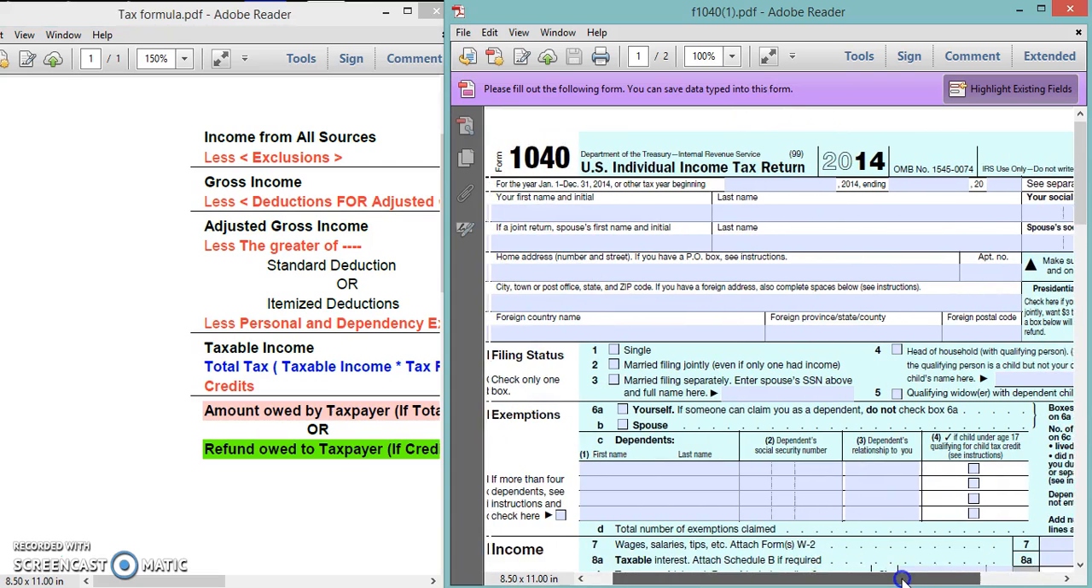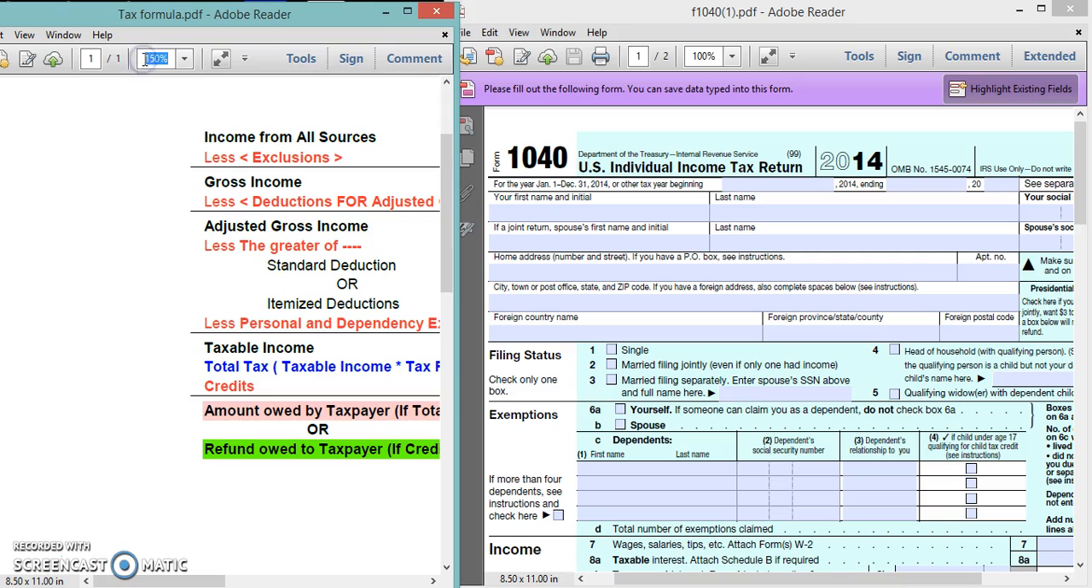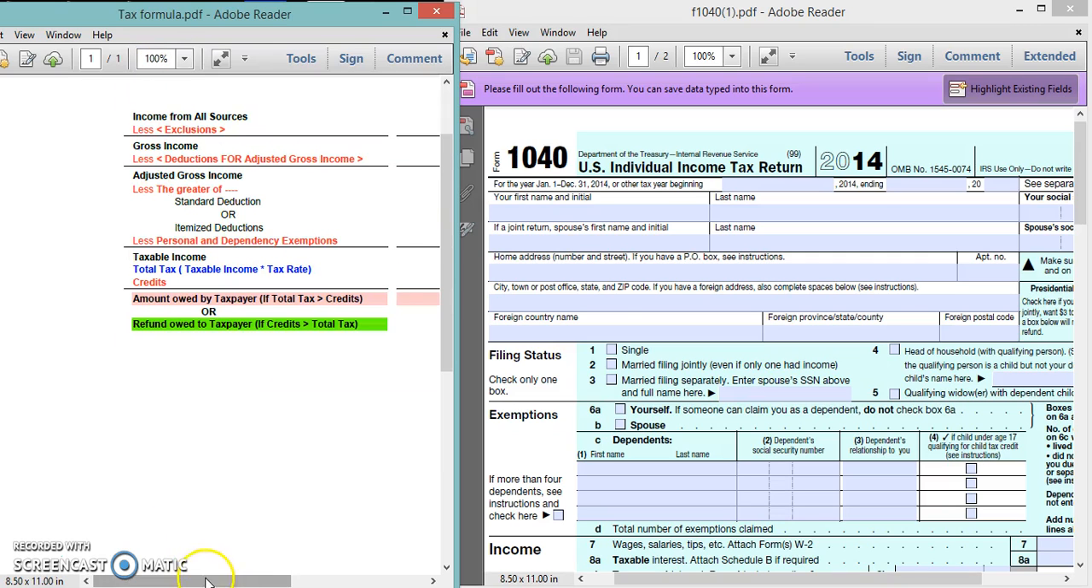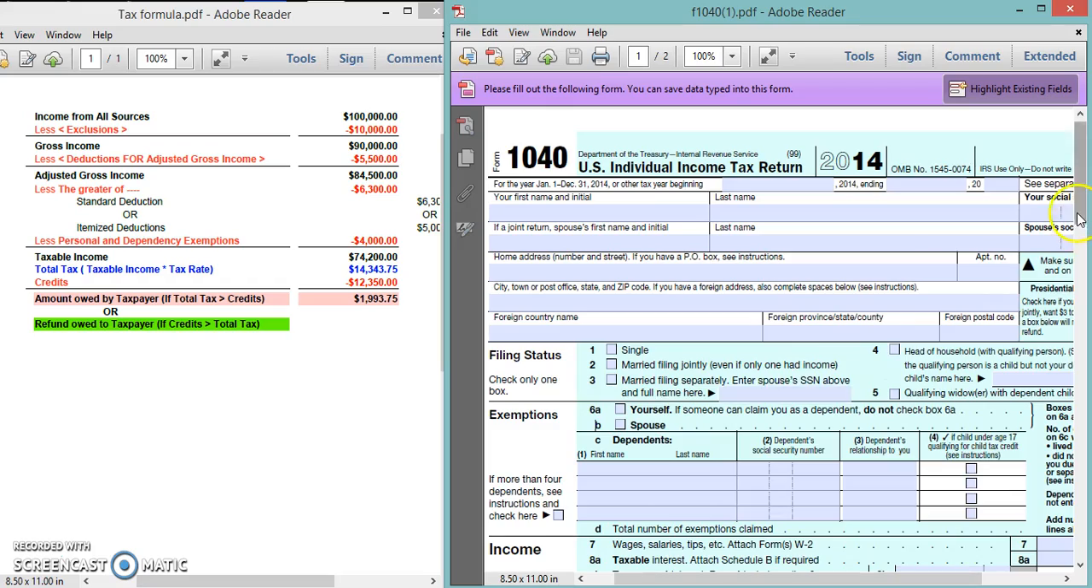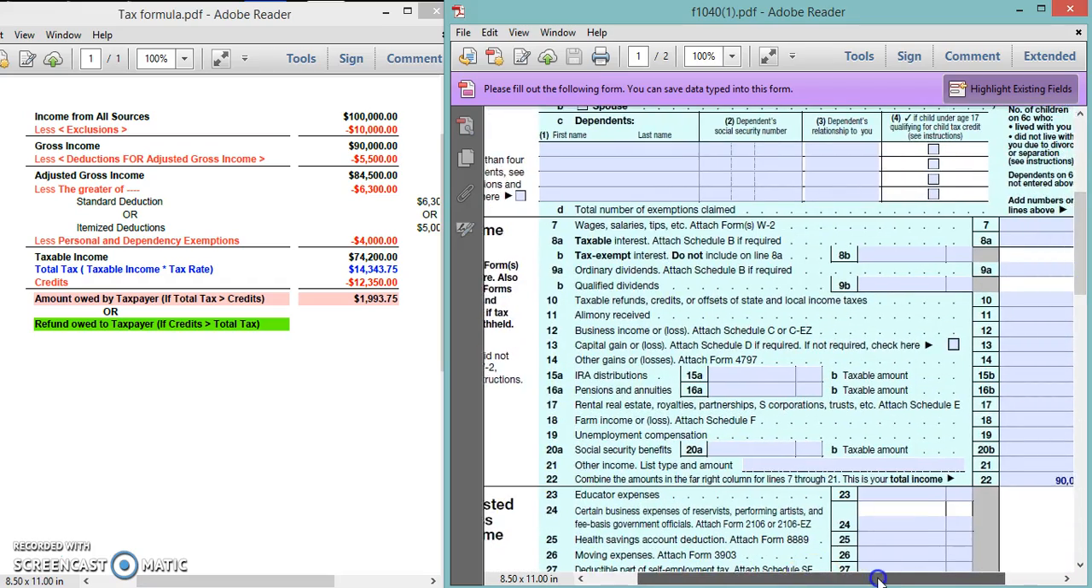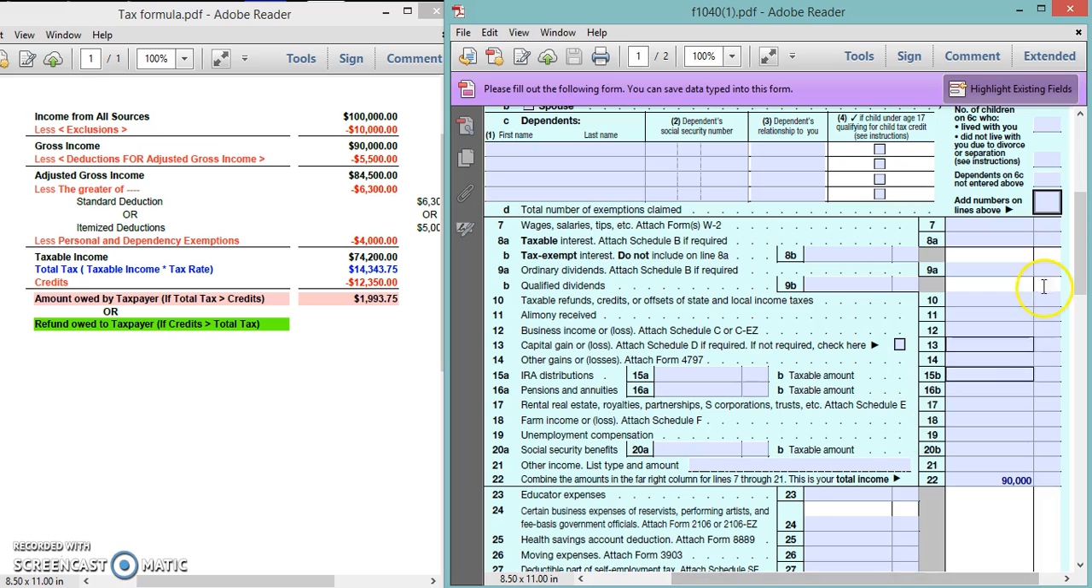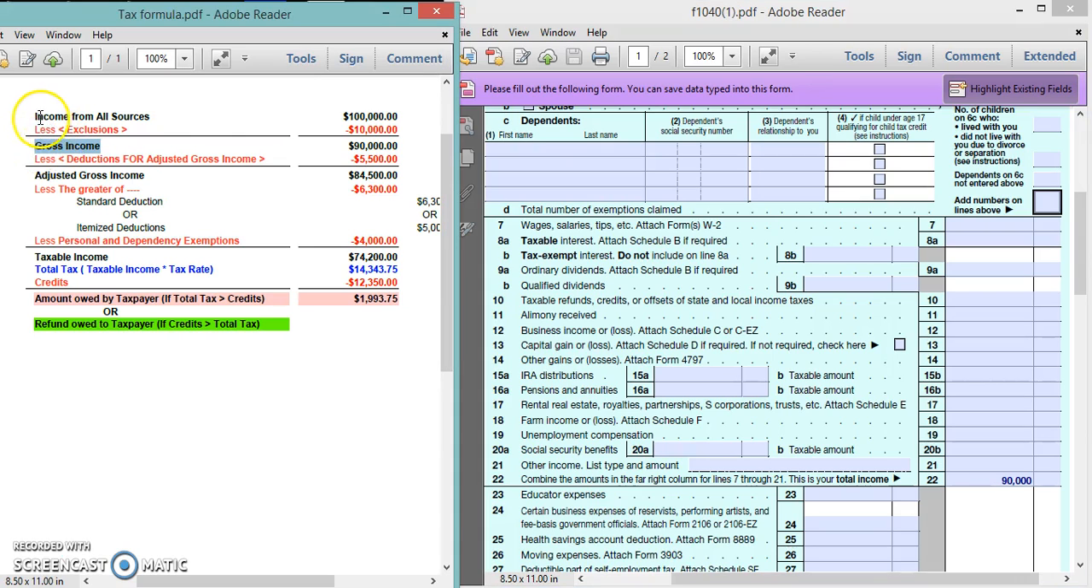Now let's look at the 1040 to contrast the two, well, compare the two, and see the link between the two. So the first thing you will notice, which I mentioned, is that the tax formula starts at income from all sources. However, on the 1040, you don't see this $10,000 exclusion because things that are excluded don't even show up on the 1040. They do not show up here. So line 7 to line 21 is really gross income, and that's basically all the income items that were included.